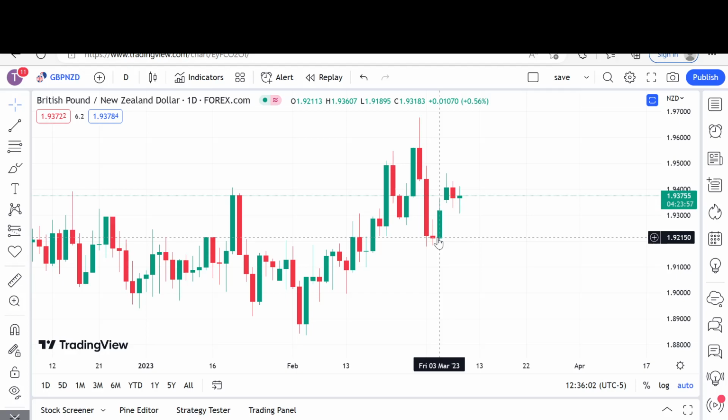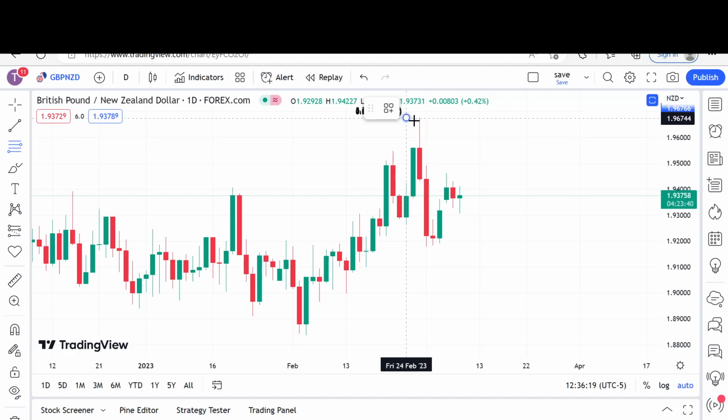Okay, this is the criteria, right? So we have a displacement lower, broke that low, fair value gap created. What does price then do next? Price retraces back up within this new price range. This is a price range. It retraces back up into a, can you fill in the blank? What does it retrace up into?